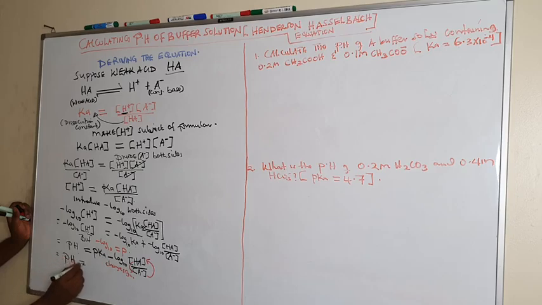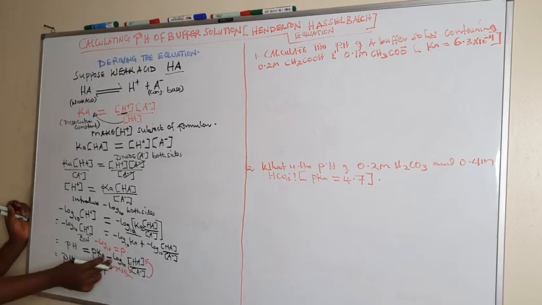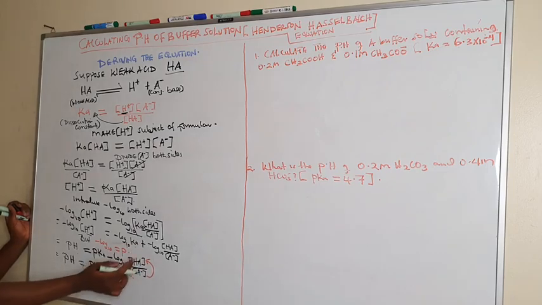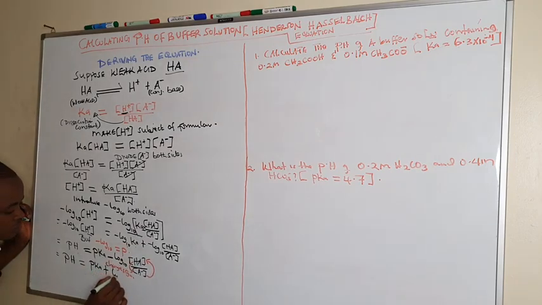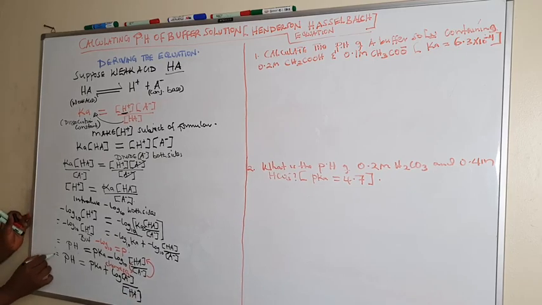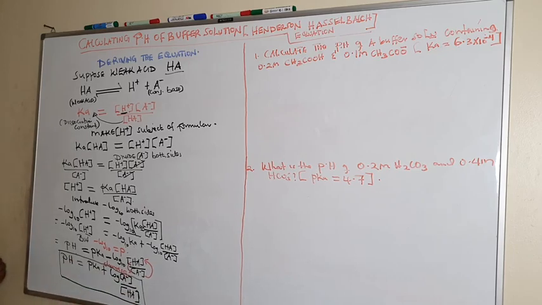pH equal to pKa plus, when we change to plus, we take the reciprocal of this, which is going to be log concentration of the conjugate base over concentration of the weak acid. And this becomes our Henderson Hasselbalch equation. This is the Henderson Hasselbalch equation, whereby we have seen how we derive it.